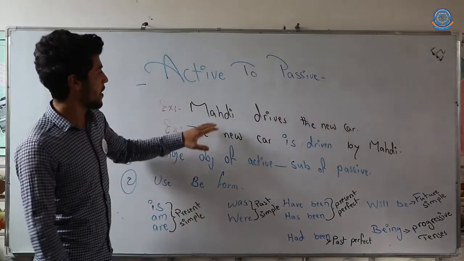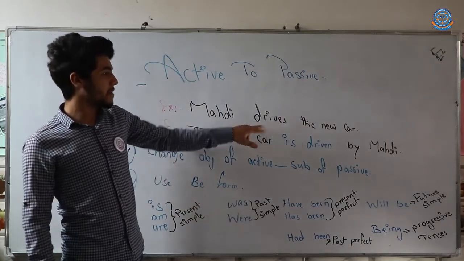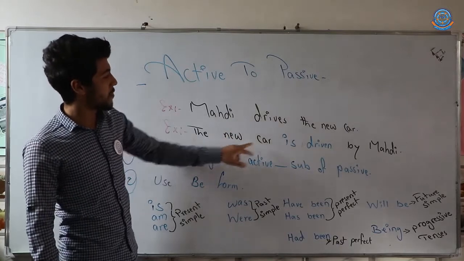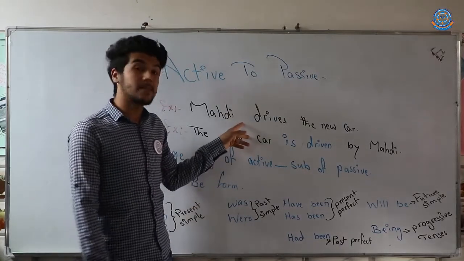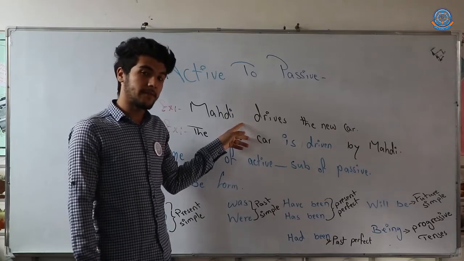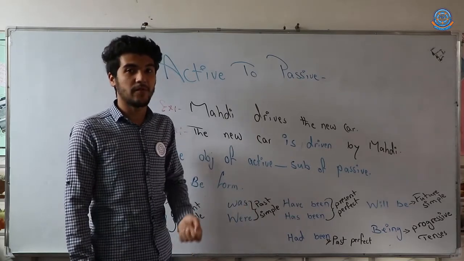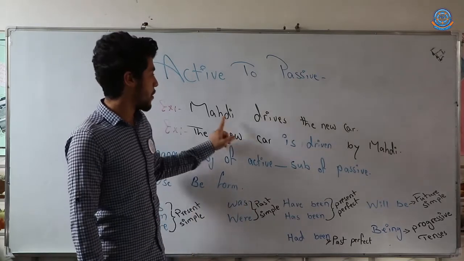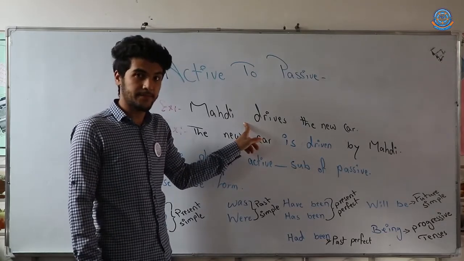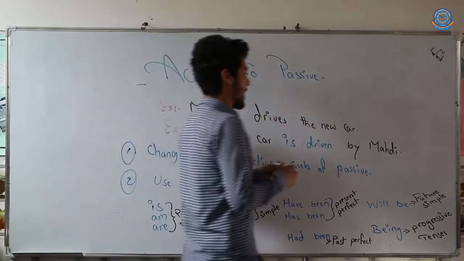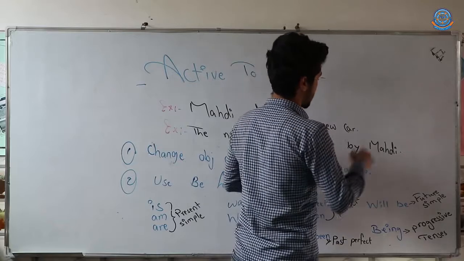First, I have examples here. Mahdi drives the new car, or the new car is driven by Mahdi. If I ask you whether these sentences are active or passive, of course you'll answer me if you watched the last video. Now, Mahdi drives the new car. What kind of sentence is it? Very good. That is an active sentence.